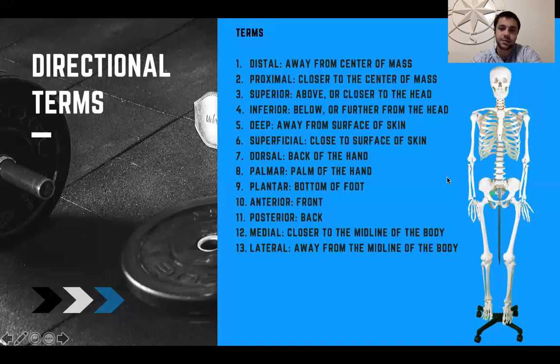Anterior is anything on the front surface of the body. Everything that you see here is going to be the anterior surface. If I did a 180 with the skeleton, everything on the back side would be posterior. So again, everything you see in that picture is anterior. If you turn the skeleton around, everything that you can see would be posterior.